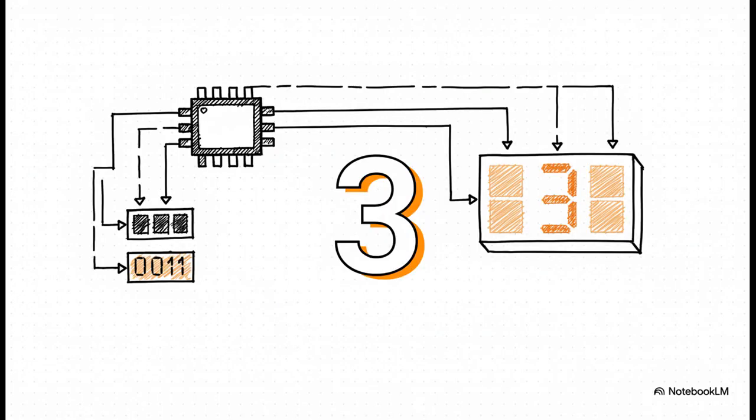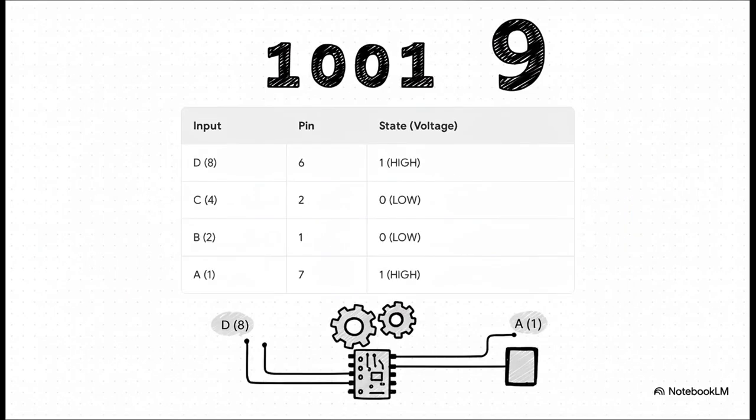And bam! Just like that, the display changes. The IC reads that 0011, it knows that means 3, and it switches on the exact right segments. This thing is definitely working. All right, let's go for broke.